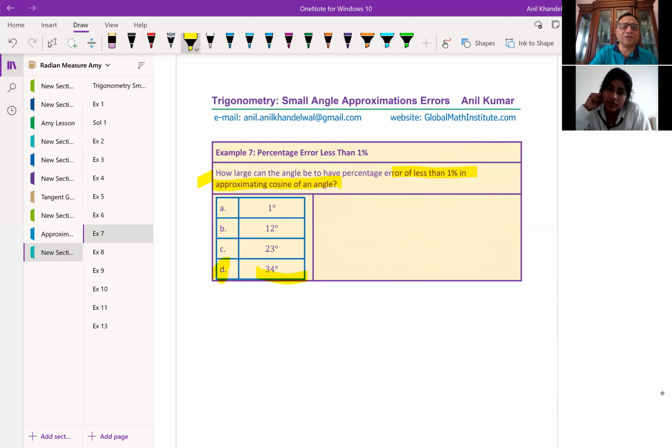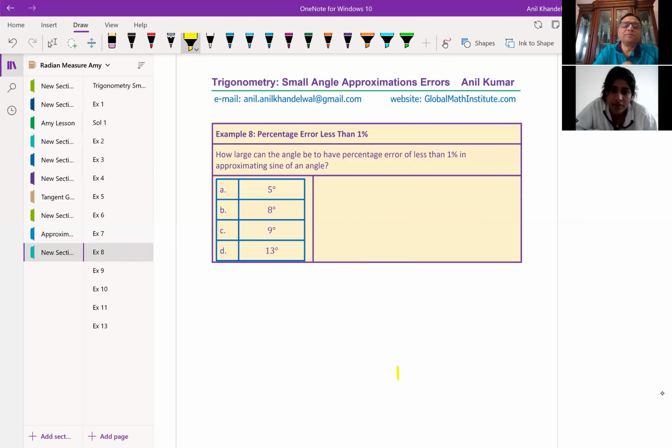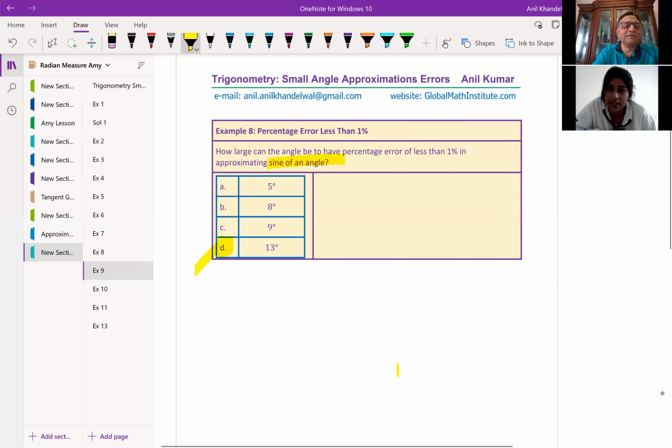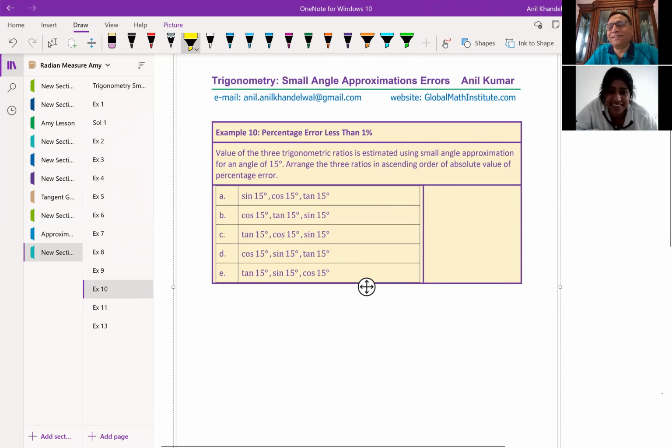For cosine, we'll go for this, right? The other angles, we know which one is good for which one, correct? Next, sine. We know it is 14 degrees, so 13 degrees. Correct? Next, tangent. And we know it's 10 degrees, so it's 9 degrees. Correct. I'm just telling you the max. Okay, done. So that is how we are going to answer these questions.